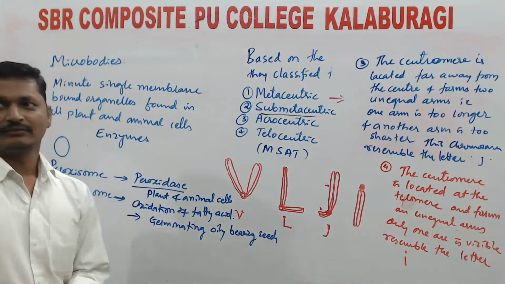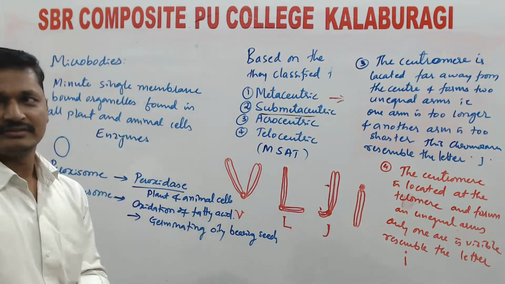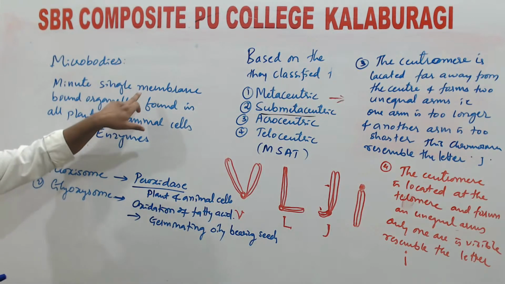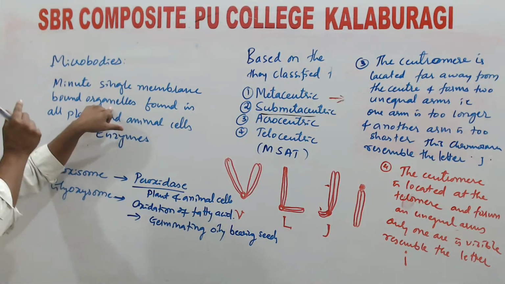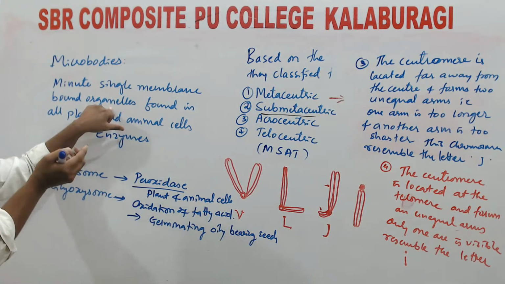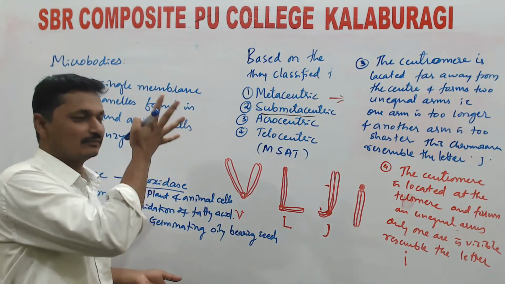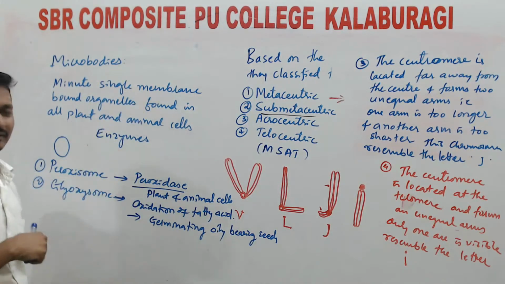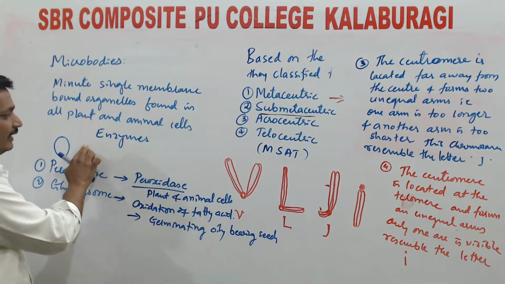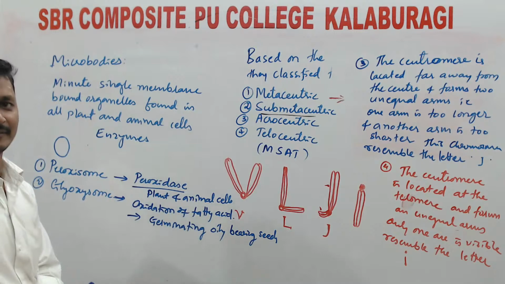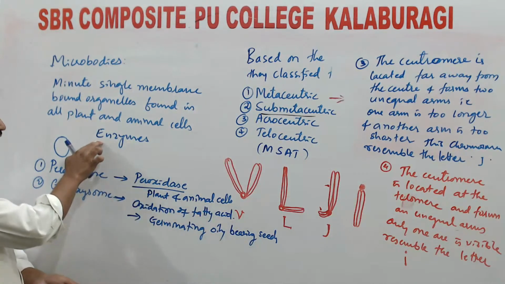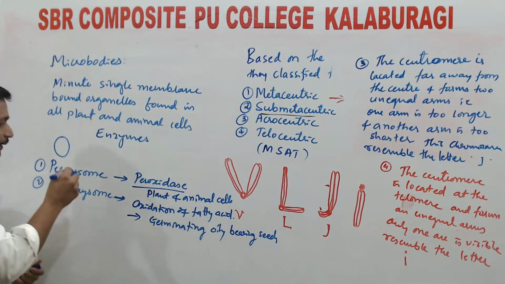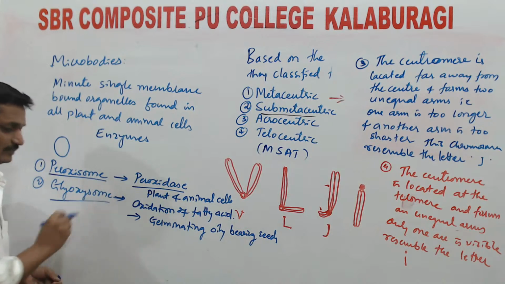Miss Soumya was asking one of the doubts: what are microbodies? Here I wrote the definition. They are minute, single membrane bound organelles. Very minute, very small as compared to other organelles like mitochondria, chloroplast, endoplasmic reticulum, Golgi complex. Also having a single membrane, and these are full of required enzymes for various processes in the cell. Okay, and there are two types of microbodies, namely peroxisomes and glyoxysomes.